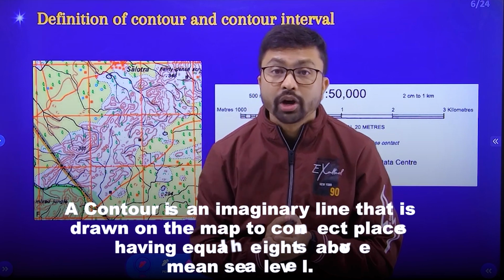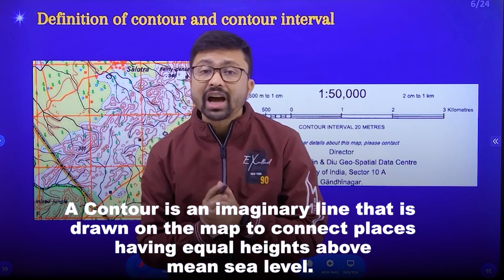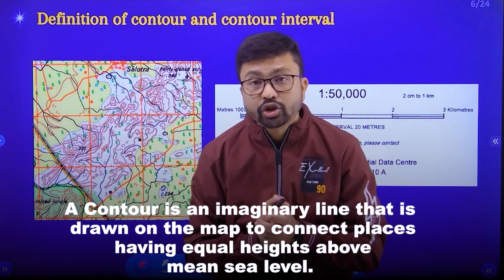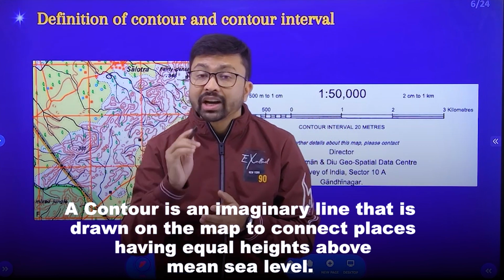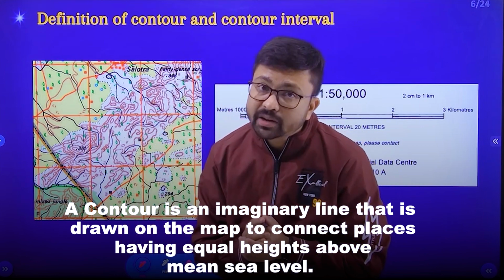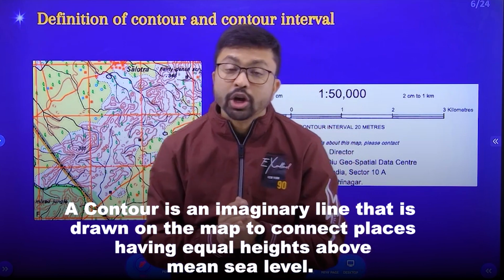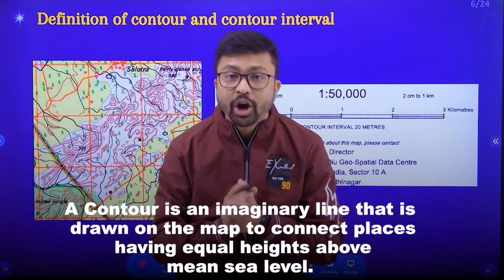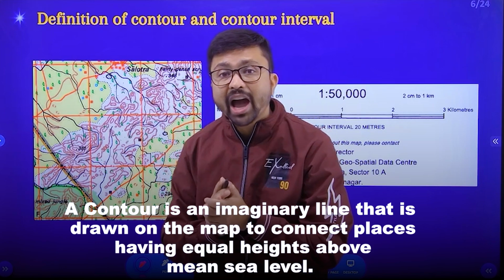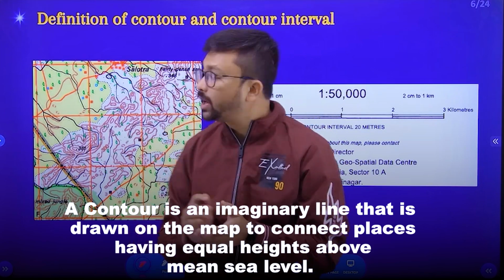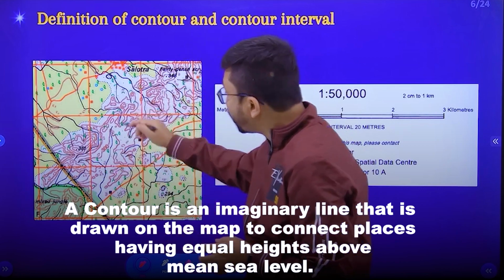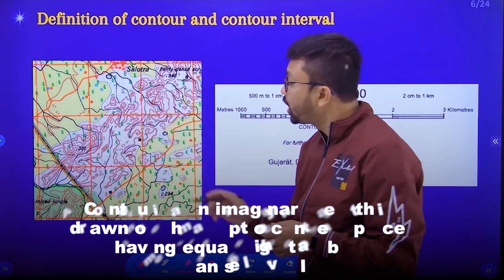So what is contour? Remember, contours are imaginary lines drawn over the map which connect places of equal height from the mean sea level. This is the definition of contours. And contours are always marked with brown color.